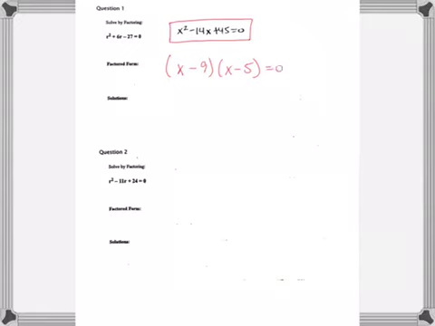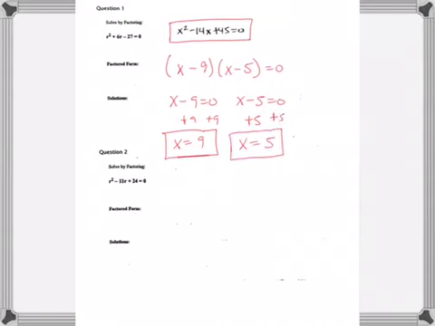At this point, you want to set each quantity equal to 0 and solve. So x minus 9 equals 0 and x minus 5 equals 0. For x minus 9, you're going to add 9 to both sides, and you get x equals 9. So there's one answer. For the second one, you've got x minus 5 equals 0. You're going to add 5 to both sides, and you get x equals a positive 5. So your two solutions are 9 and positive 5.